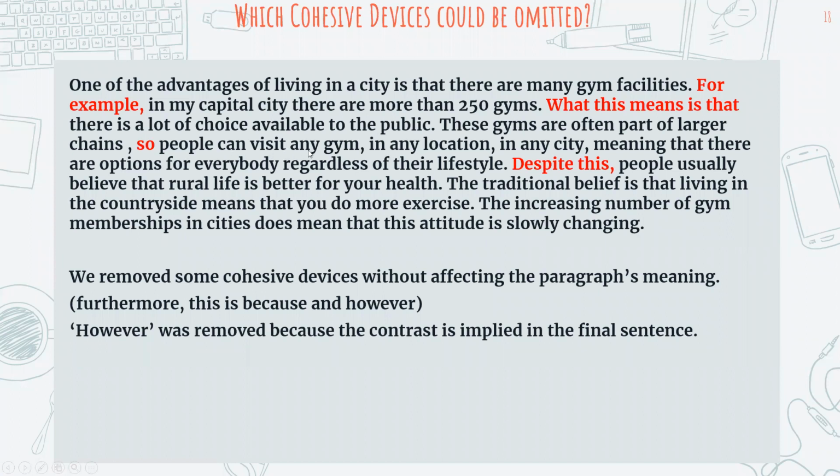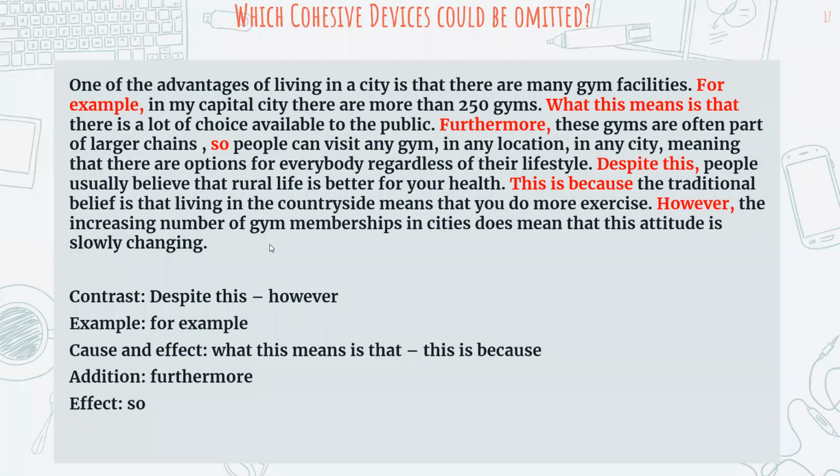So people can visit any gym in any location in any city, meaning that there are options for everybody regardless of their lifestyle. Despite this, people usually believe that rural life is better for your health and so on. Okay, so I removed furthermore, this is because, and however. However was removed because the contrast is implied in the final sentence. You can use it if you want.